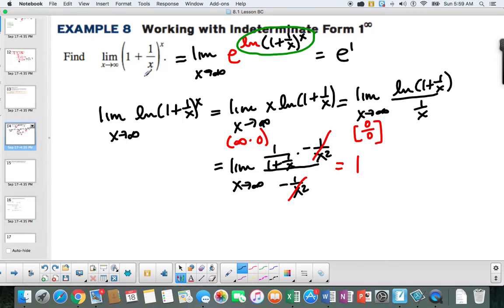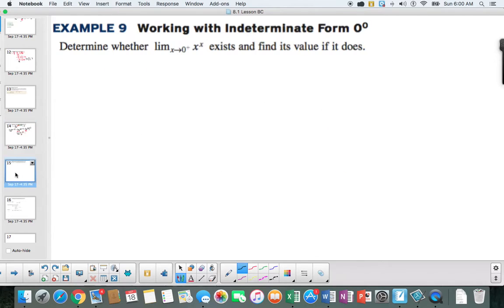And I don't know if you remember from prior experience last year, we did look at this limit, and we did look at it as e. I think all we did was look at it graphically. We just graphed it and noticed that it was getting closer and closer to that particular number.